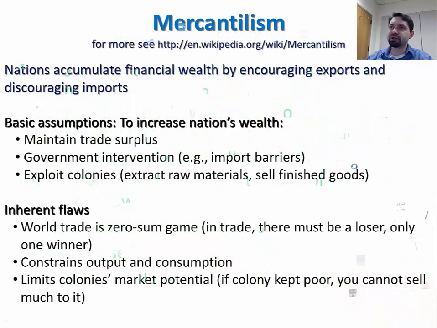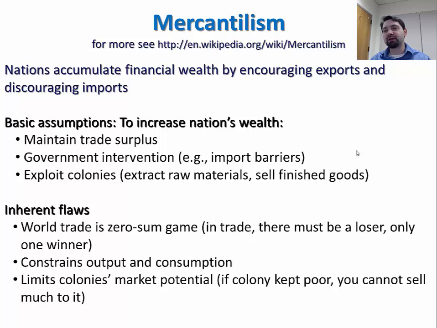And if that's your prediction, and if it makes sense to you, that's basically what mercantilism would prescribe. It says, yes, try to sell as much as possible, especially high-tech stuff. Try to maintain a trade surplus. Government interventions are welcome. So if somebody's trying to sell you high-tech, impose all kinds of import barriers, exploit colonies as much as possible. But this theory is just basically plain wrong. It just doesn't work. It's not how you maximize your wealth.